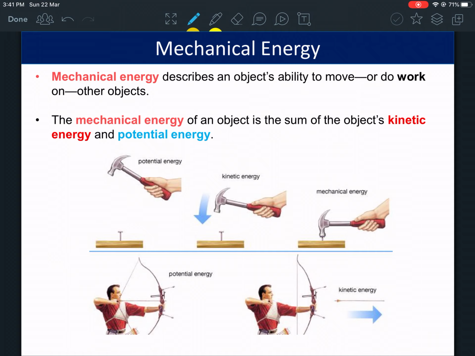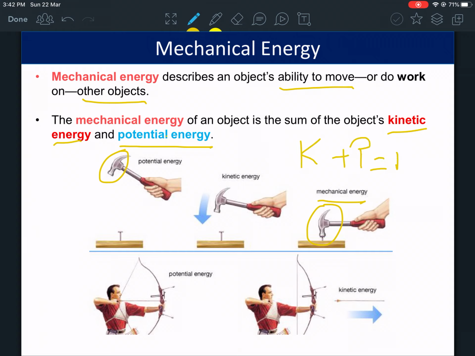Second kind of energy is called mechanical energy. It describes the ability to move or do work on objects. Look at this man, for example. He's holding a hammer and he is using the energy to pull the hammer inside. This is called mechanical energy being done. Mechanical energy of an object is the sum of the object's kinetic and potential energy. So kinetic energy plus potential energy together make mechanical energy.